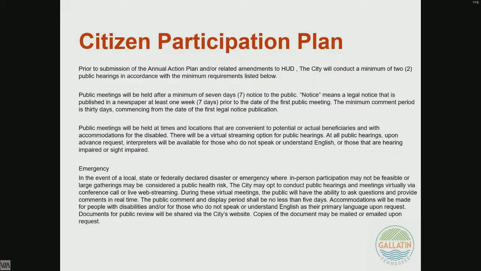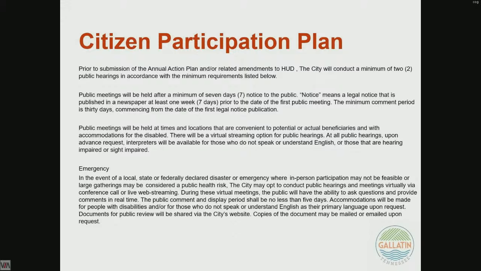So to start, we are in a 30-day comment period on this and the Consolidated Plan. Both of those started October the 2nd and will end November 1st. So we welcome and encourage public feedback on those.